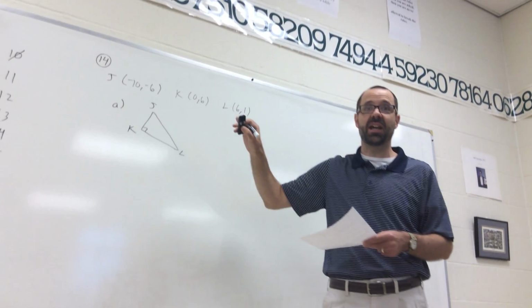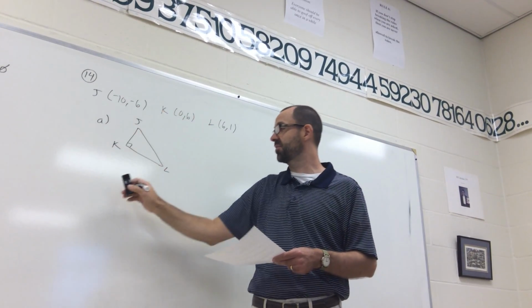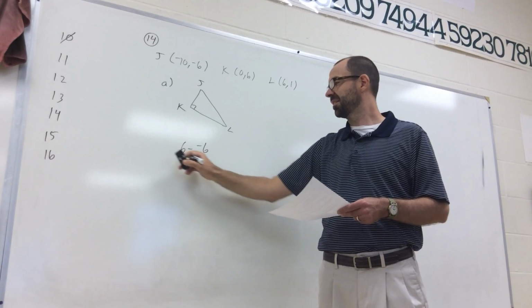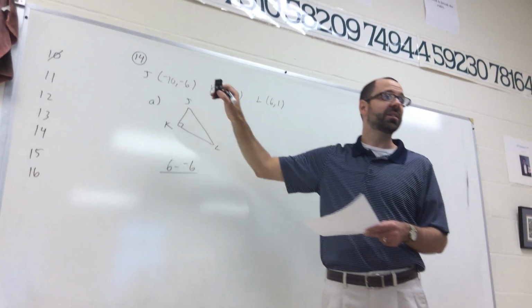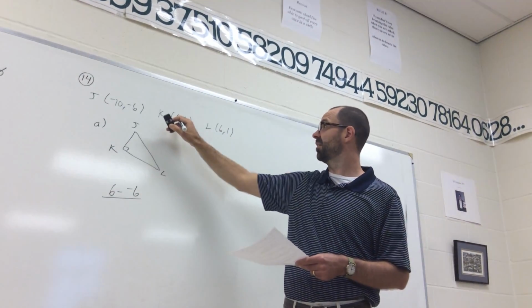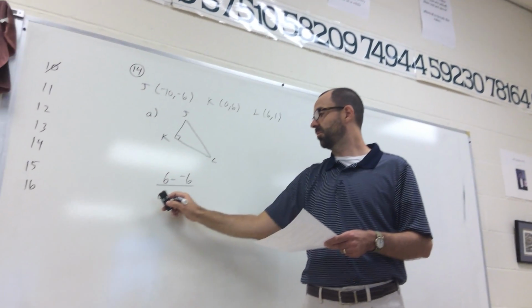We're going to find the slope from J to K. We're going to do 6 minus negative 6. So y minus y. And then x minus x, so 0 minus negative 10.